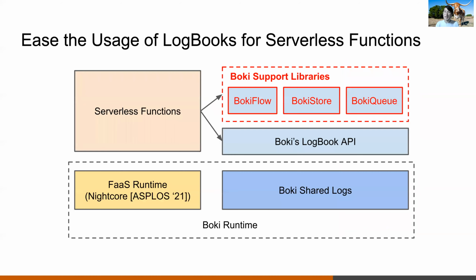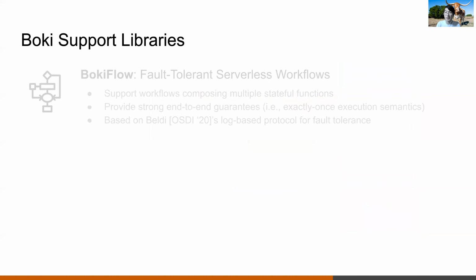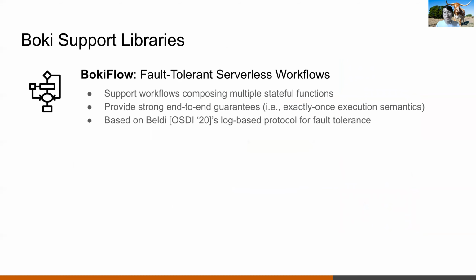The last piece in Boki's architecture is the support libraries. We built 3 support libraries for 3 different serverless use cases. The first library we built is BokiFlow, which provides fault-tolerant serverless workflows. BokiFlow allows composing stateful functions to form a workflow while providing strong end-to-end guarantees, for example, exactly-once execution semantics.